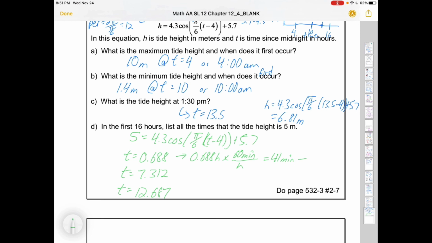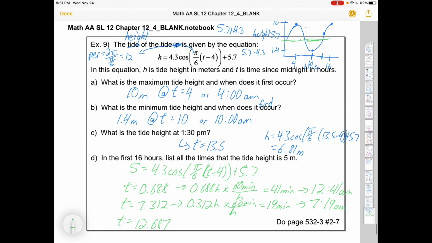So as a time, that is just 12:41 a.m. And similarly here, I'll have to take the decimal of the hour, the 0.312, and times it by 60 minutes per hour. And I'll find out that that's about 19 minutes to the nearest minute. So I guess this time is 7:19 a.m. Now, the last one. I could do the same thing, but I actually already know where it is. This first time is going to be at 12:41 a.m. This last time is going to be 12 hours later. So 12 hours after 12:41 a.m. is 12:41 p.m.